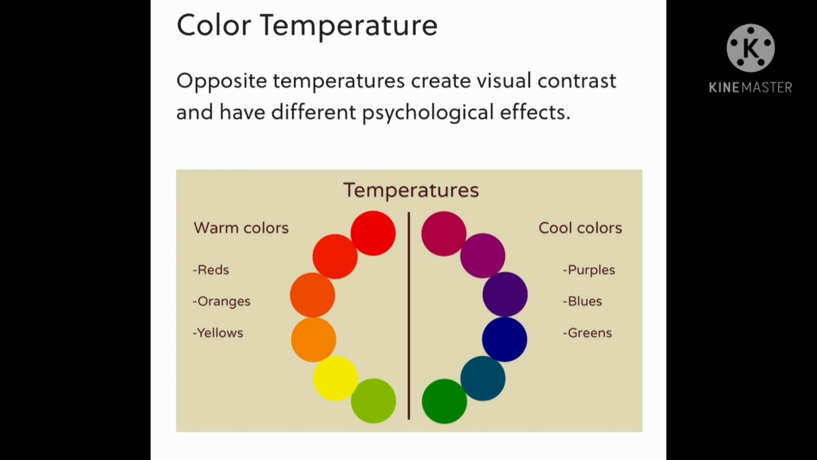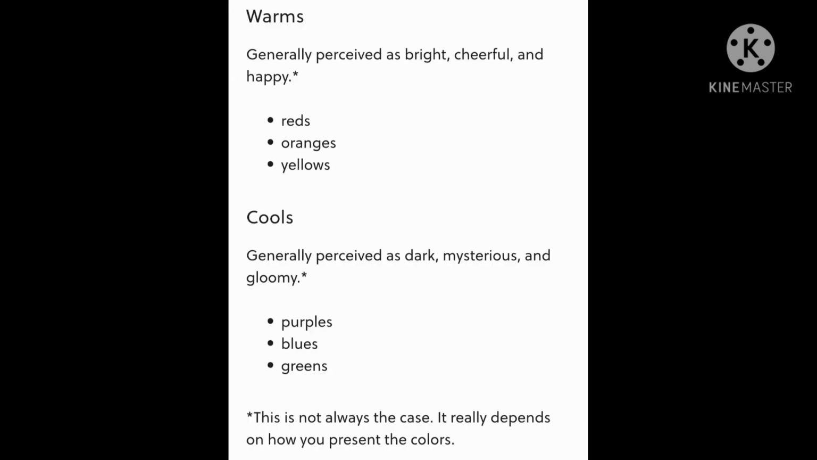When it comes to color temperature, two categories we come up with are warm colors and cool colors. Red, orange, yellow. These are the warm colors, and purple, blue and green fall under the category of cool colors.